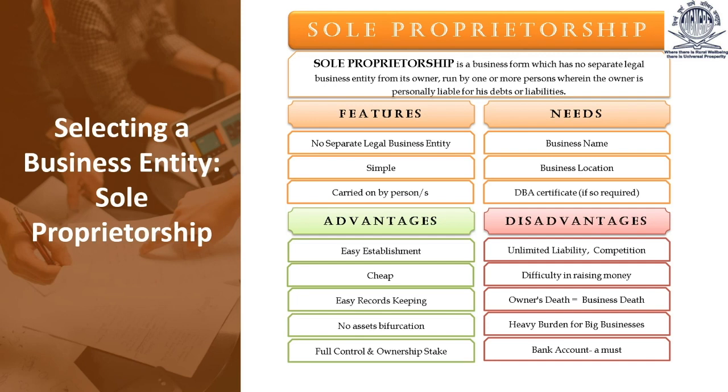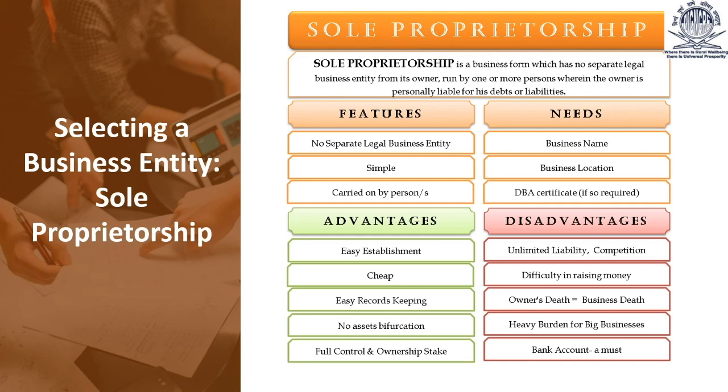First, sole proprietorship. Sole proprietorship is a business form which has no separate legal business entity from its owner, run by one or more persons, wherein the owner is personally liable for debt and liability. What are the features of sole proprietorship? First, no separate legal business entity.